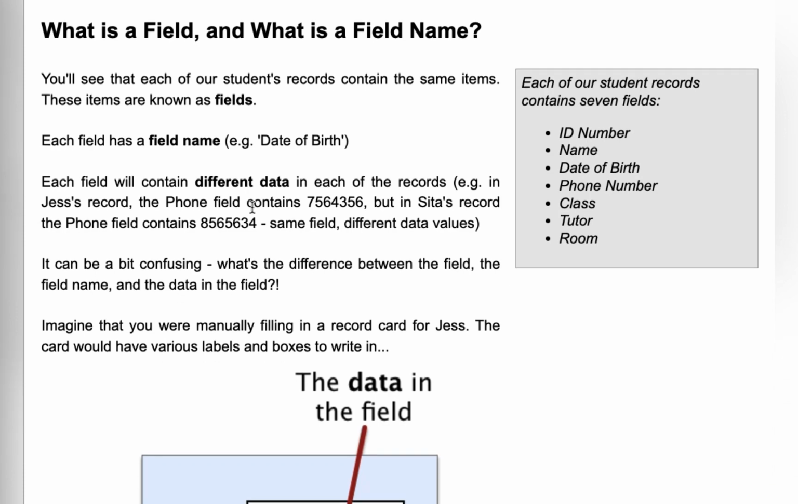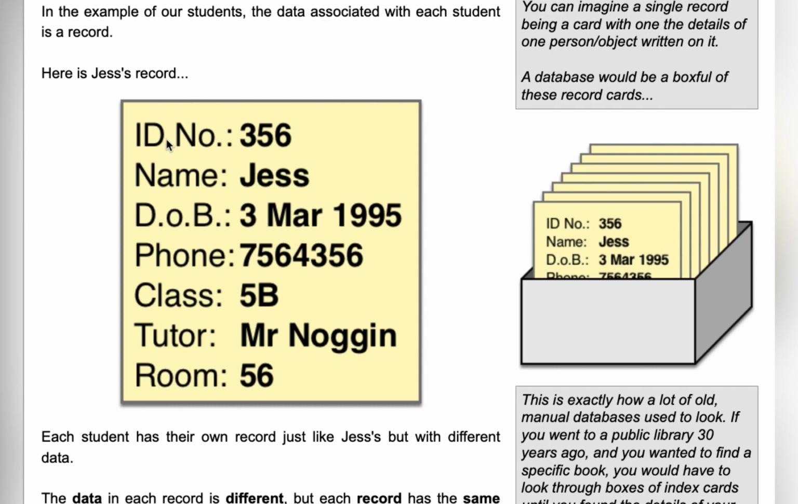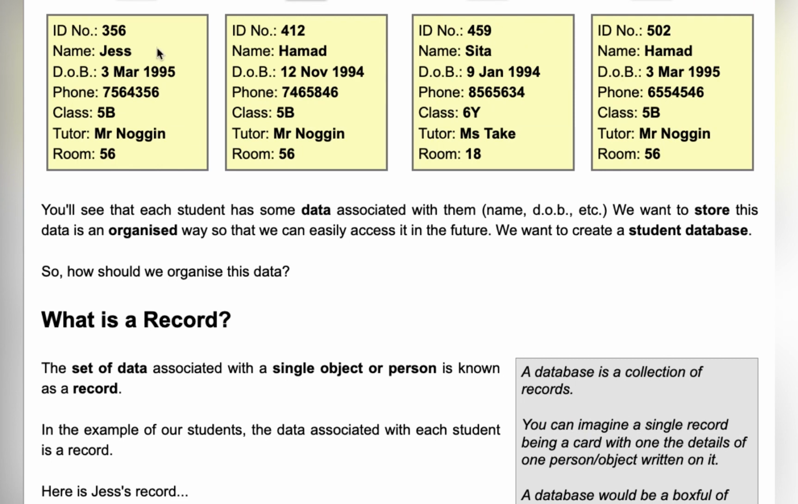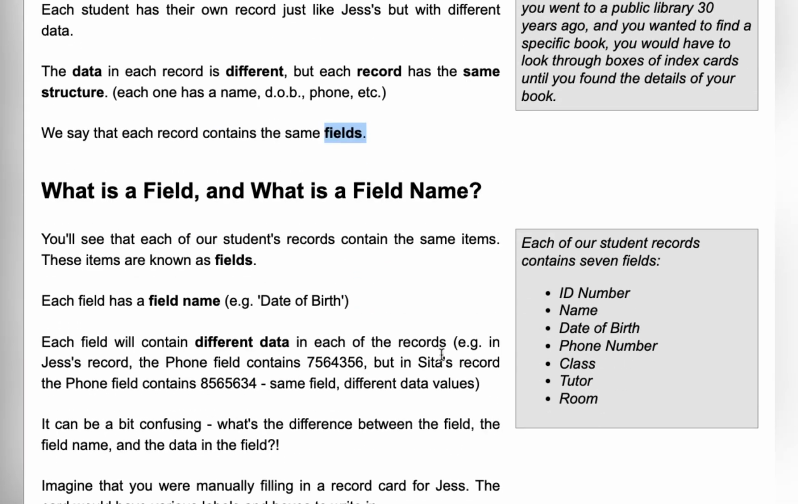Like I said, we represent a field as a single line, and each field has a name. This unique name is what every one of them has. There is ID number for this one. The field name for this one is called name. The field name for this third line is called date of birth. The field name for this is phone. The field name for the fifth line is class. So each one has a field name.